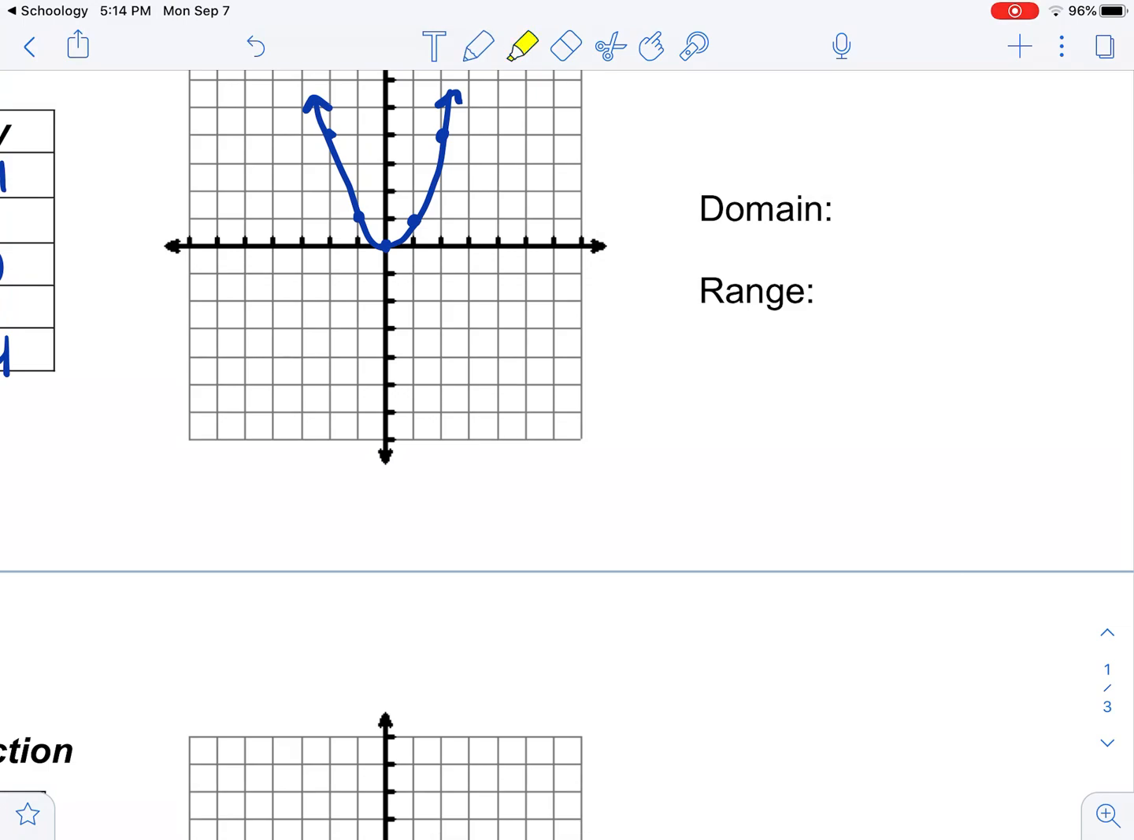The important points that you need to know, the specific points, these 3 points right here is what you're going to transform. So you have to know that the parent always has points at 0, 0; 1, 1; and -1, 1. And then if I want to move this graph right 6 and down 2, I'm just going to move those 3 points right 6 and down 2. And then I can graph my parabola. The domain, arrow to an arrow, -infinity to positive infinity. My range, the lowest my values go are 0, and then to infinity.